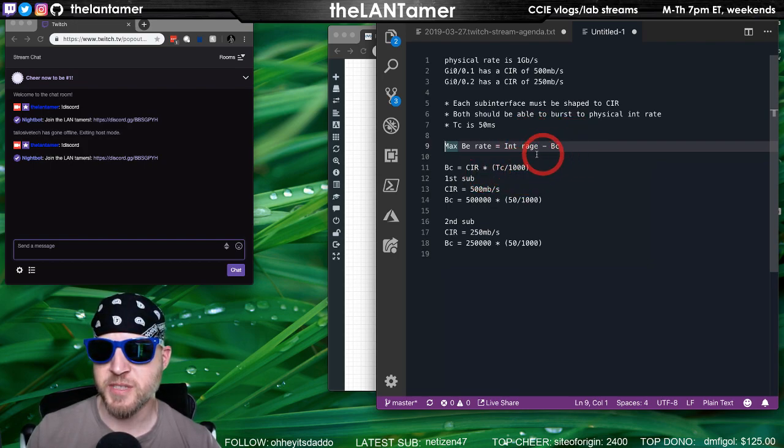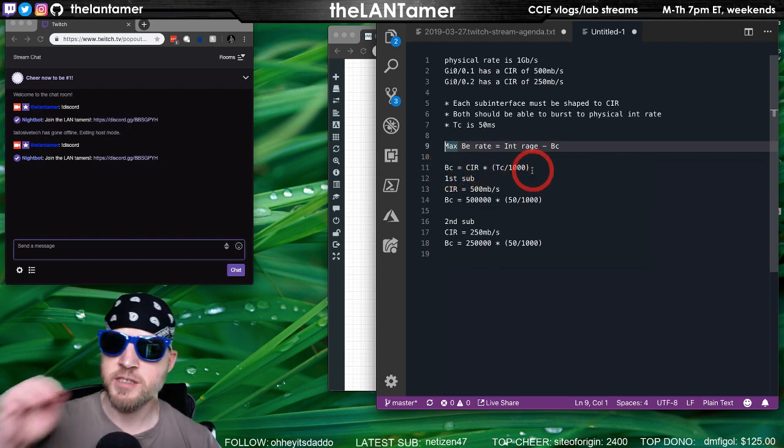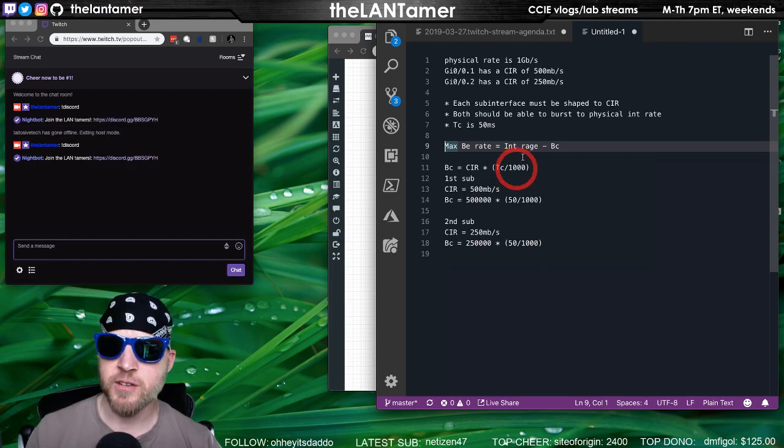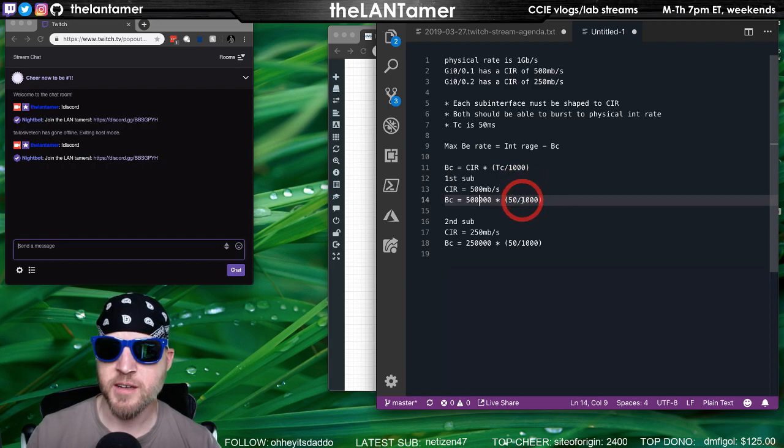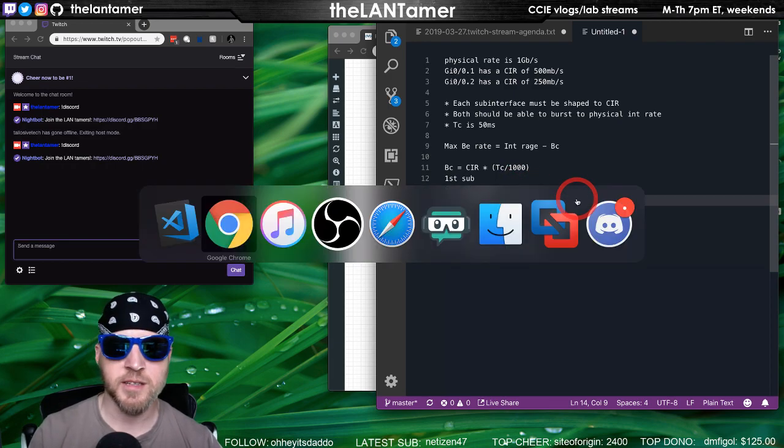So first we figure out the BC rate with our formula, BC equals CR times TC divided by 1,000. On the first subinterface that we're going to configure, the CR we have already been told is 500 megabits per second. So BC equals 500,000 times 50 divided by 1,000.